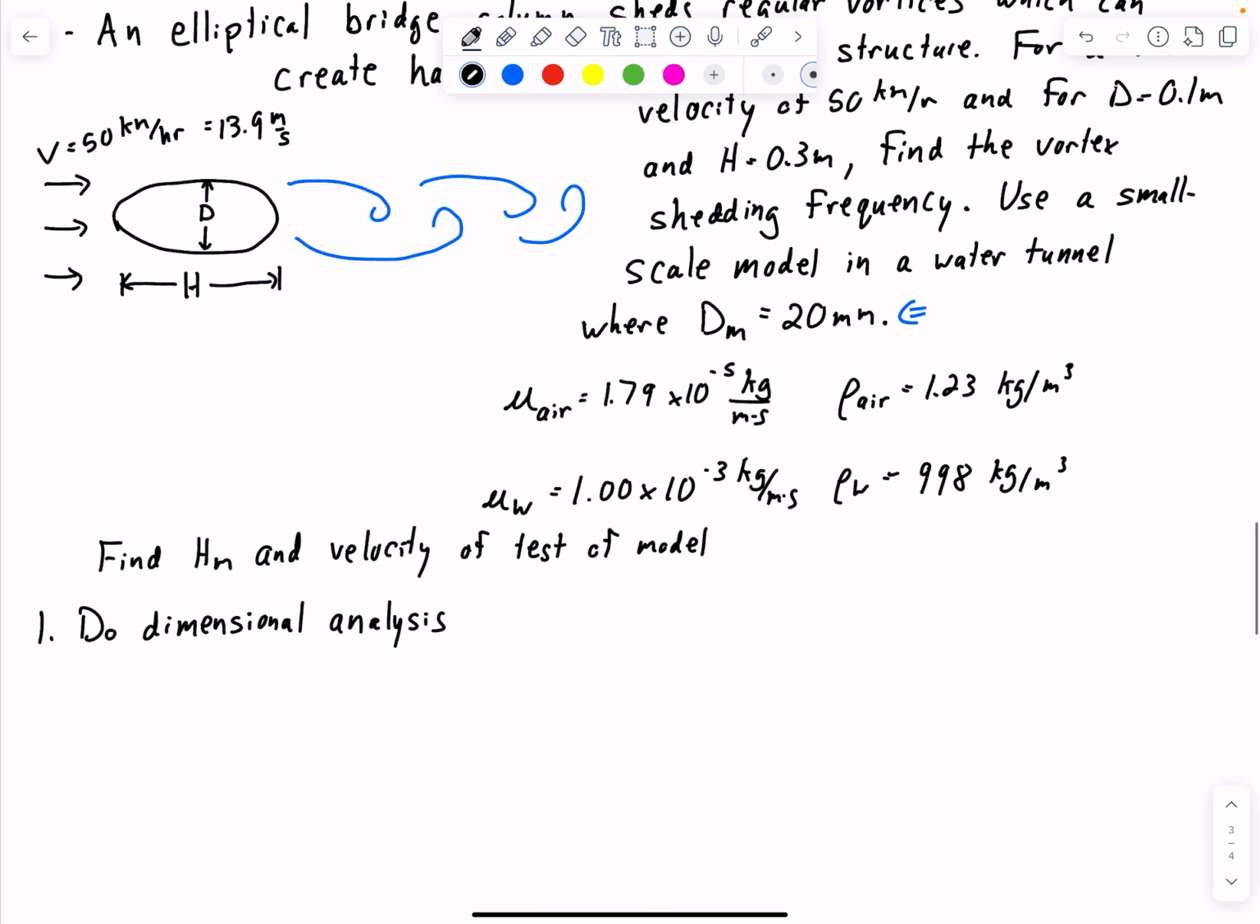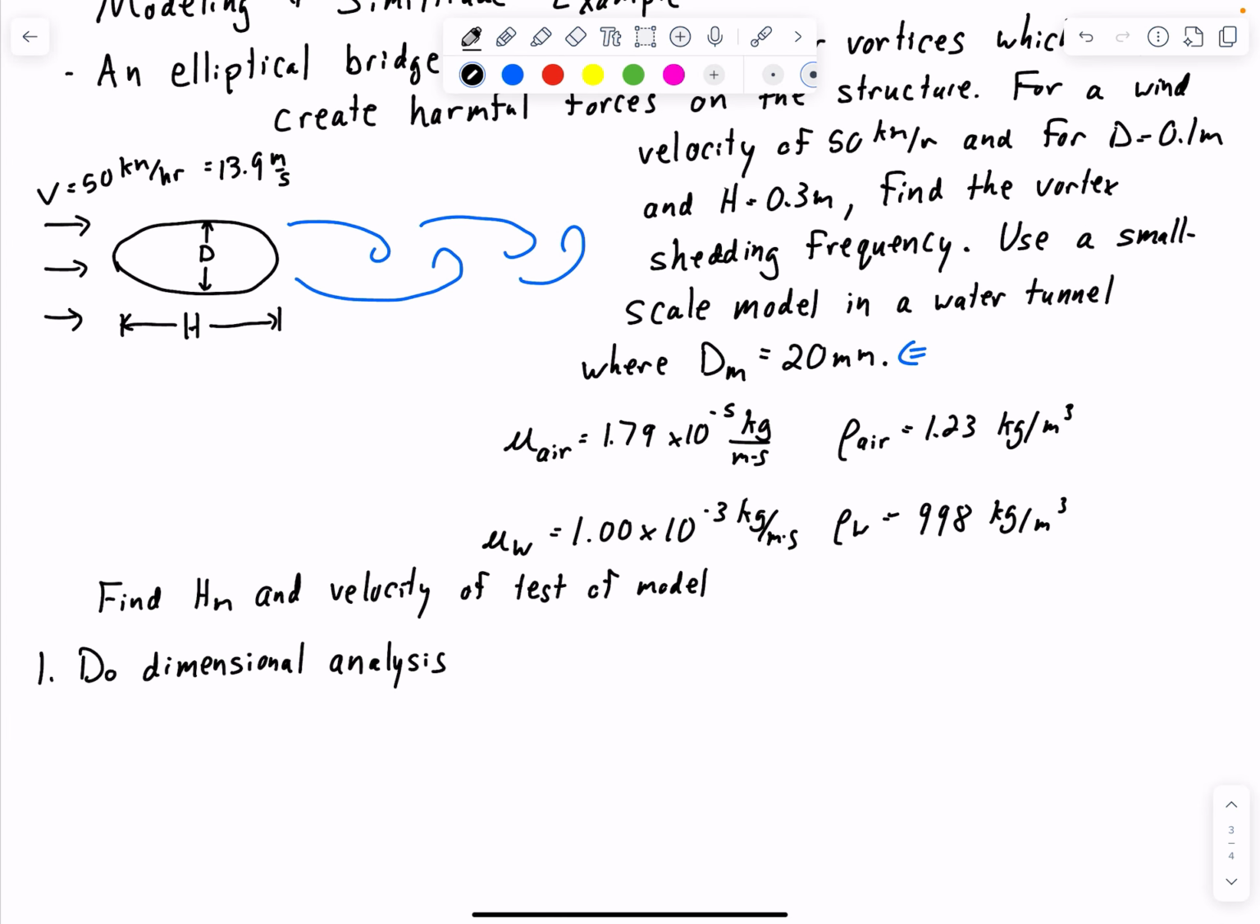The dependent variable that we're trying to learn more about is the shedding frequency, omega. And this is a function of all of the other variables that we have listed here. So it's a function of D, the diameter, H, which is the length, our velocity, V, the density of the fluid, and the viscosity of the fluid.